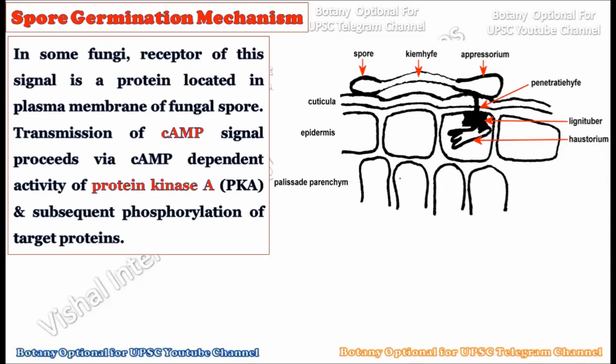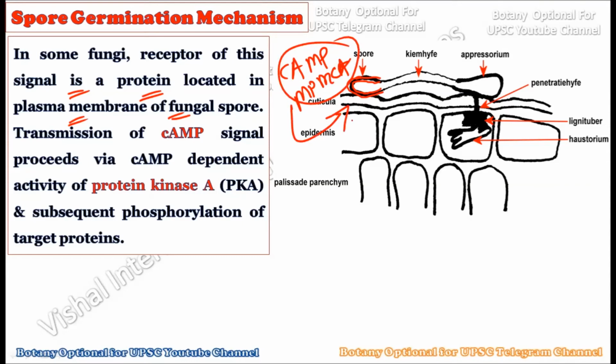Okay, now see, in some fungi, the receptor of this signal is a protein which is located in the plasma membrane of the fungal spore. Now, this is very important. Fungal spore, as you know, is a fungus, so it has the cell wall, and after the cell wall there is a plasma membrane present within the spore. So whatever the signal coming from the two pathways, whether it is the cAMP pathway or the MAPK pathway, when they produce the chemical signal, these chemical signals will be received by the proteins which are present within the plasma membrane of the spore. This is very important: the plasma membrane of the spore is receiving these particular chemical signals.